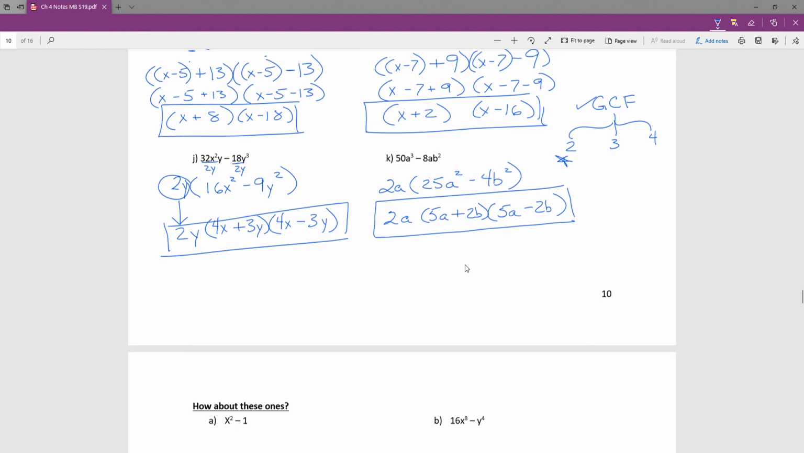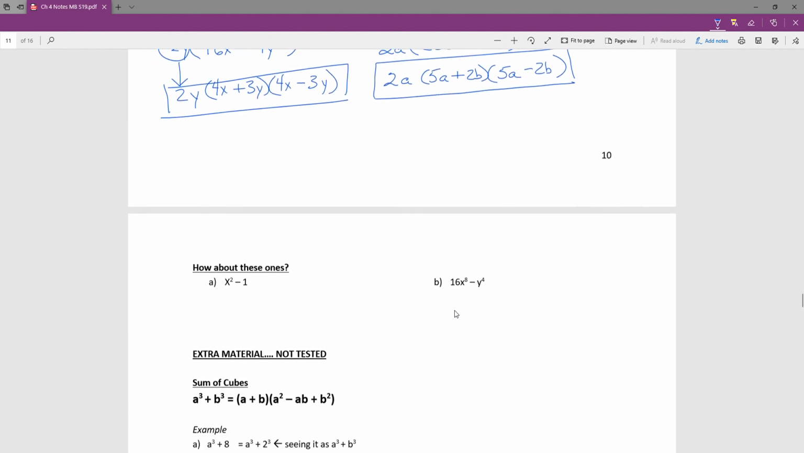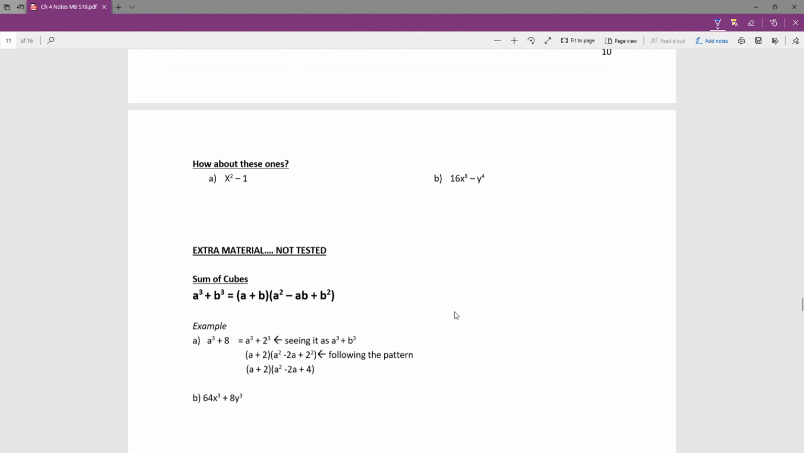I've added 2 more to the notes on the top of the next page, and then I'm going to cut the video because the next bit is just bonus. It's not tested. It's in Math 50 only, but I will make a little video explaining it. How about these ones? So these are the sneaky ones.